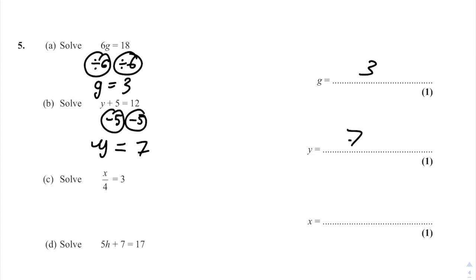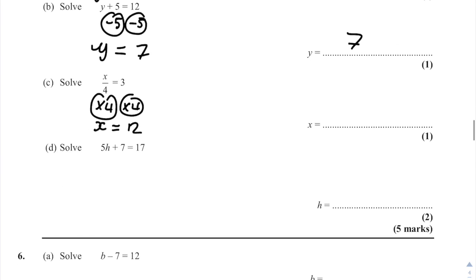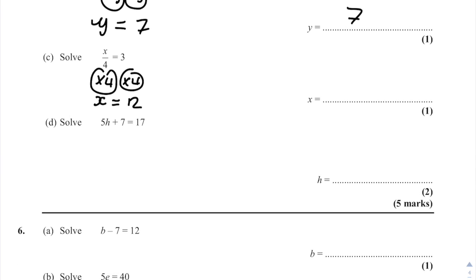So for C, got x divided by 4 equals 3. So times by 4 on both sides. So that leaves you with x equals 12. So for D, 5h plus 7 equals 17. So to get h closer to being on its own, we've got to minus 7 from both sides. So we've got 5h equals 10.